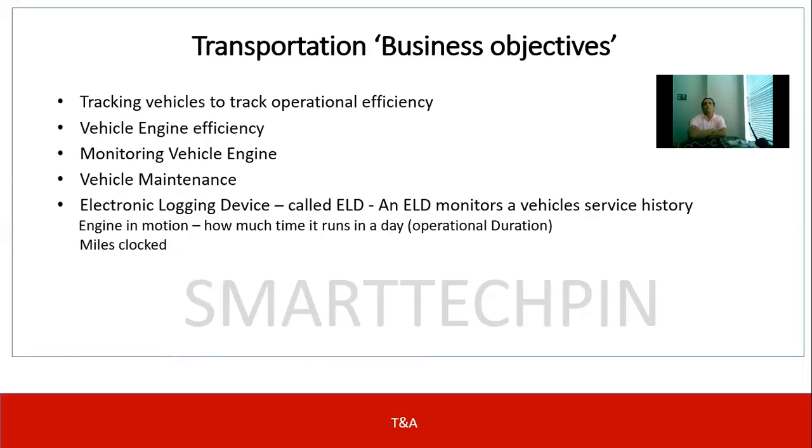The main business objectives, if you see, are not only about tracking the vehicles from point A to point B. That is basically related to their operational efficiency. Along with operational efficiency, we also have to monitor the vehicle engine efficiency, but that's an added cost for the fleet owners, which includes monitoring the vehicle engine parameters, which again relates to overall vehicle maintenance.